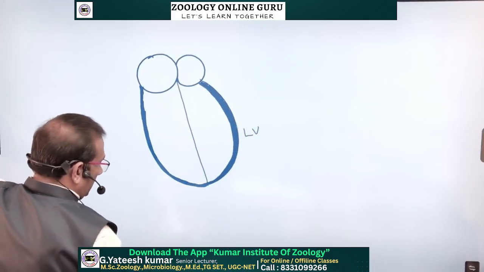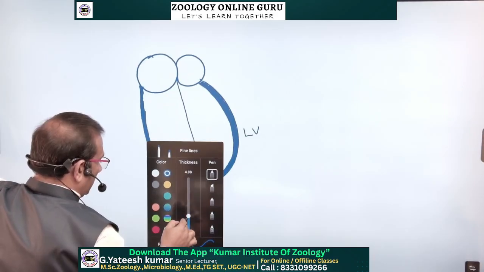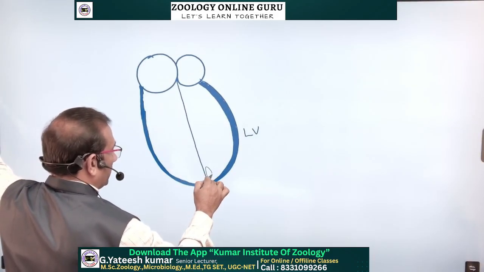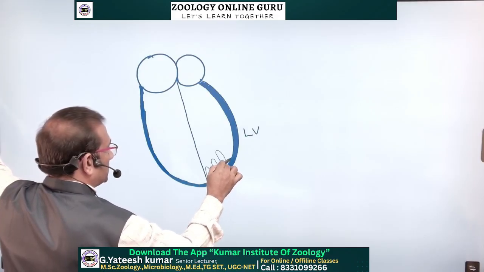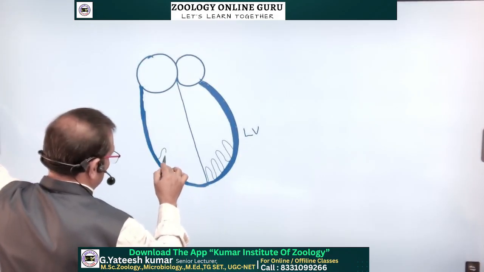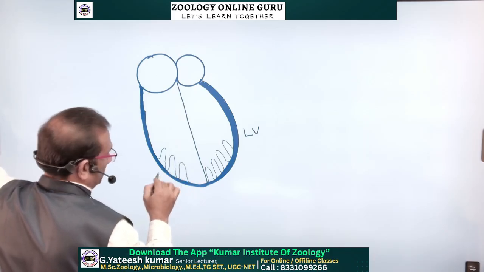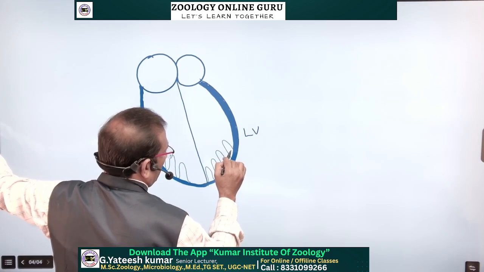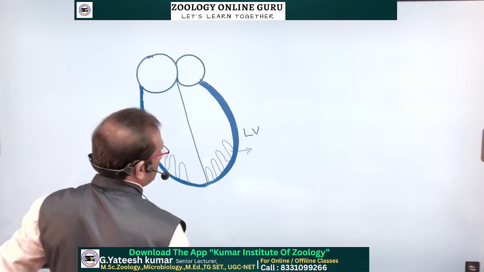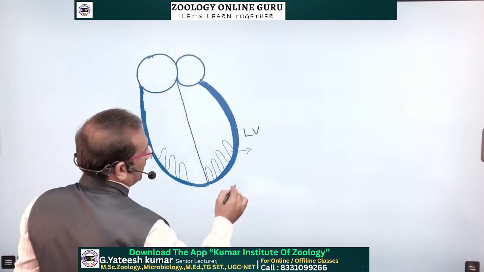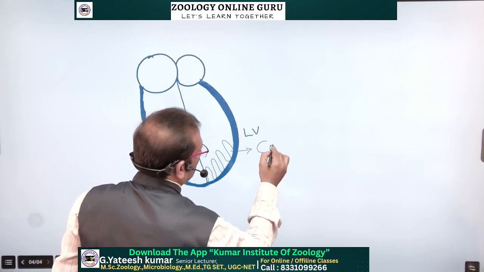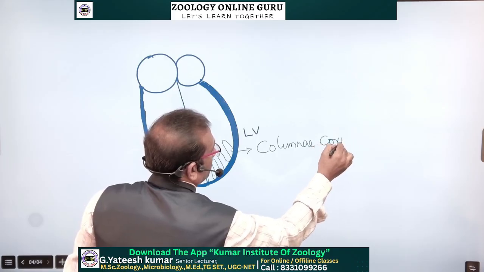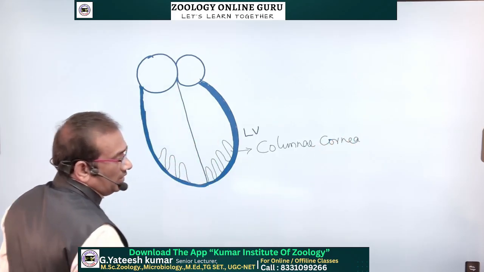And internally, in the left and right ventricles, the muscles are elevated. Elevated muscles are present like this. These upward ridges, up and down ridges on the internal walls of both the ventricles, are called columnae carneae.